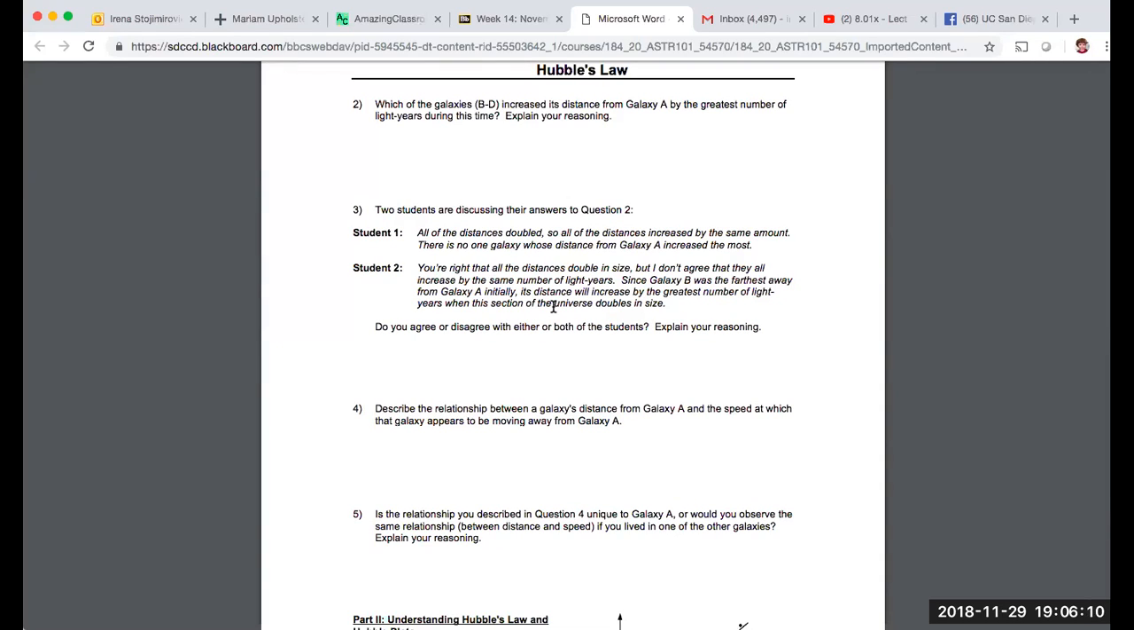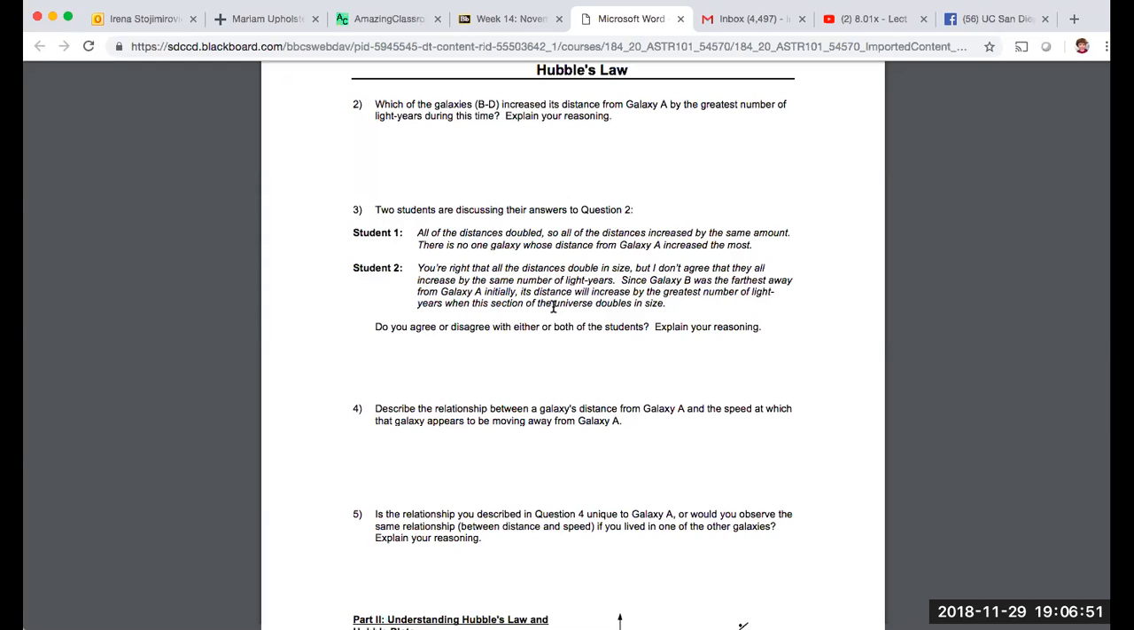Describe the relationship between a galaxy's distance from galaxy A and the speed at which the galaxy appears to be moving away from galaxy A. Is it doubling? No, it's just the speed. What is the speed? How would you define speed, like in physics or in everyday life? Kilometers per second? Yeah, or miles per second. So it's basically the distance that you go in time, right?